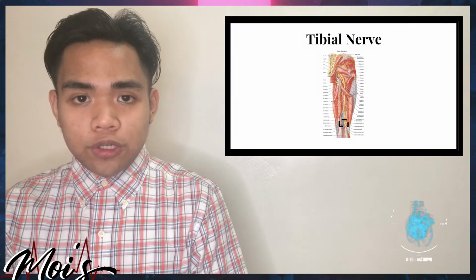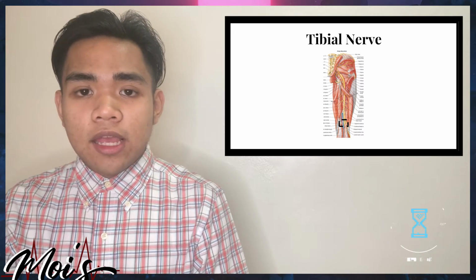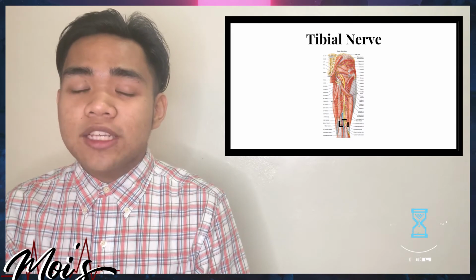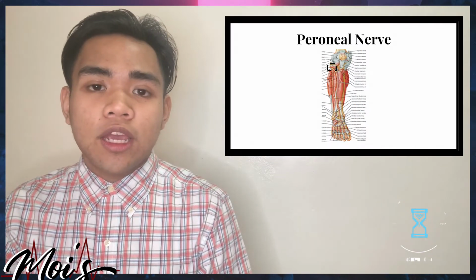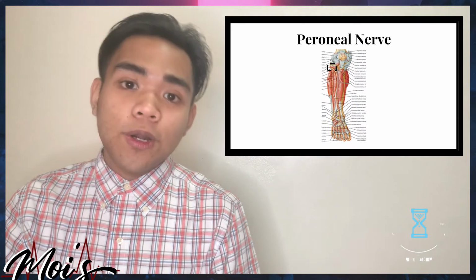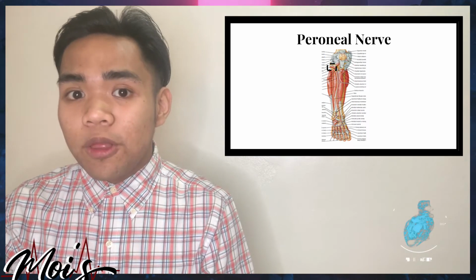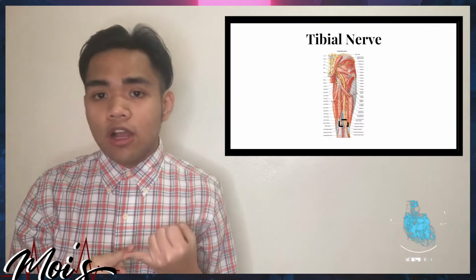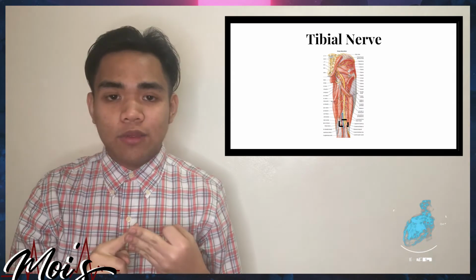The tibial portion, which will form the tibial nerve, supplies the hamstring muscles except for the short head of the biceps femoris, which is supplied by the common peroneal portion of the sciatic nerve. The common peroneal portion of the sciatic nerve will then form the common peroneal nerve. The tibial nerve innervates the gastrocnemius, plantaris, and also the popliteus muscles.